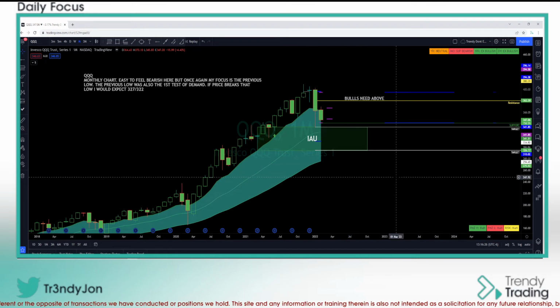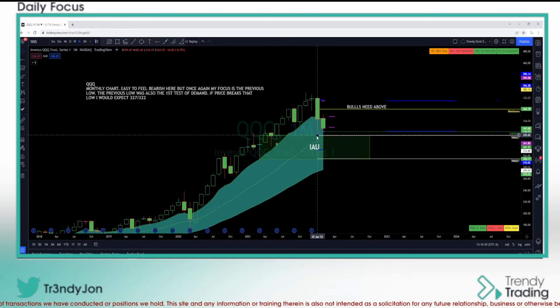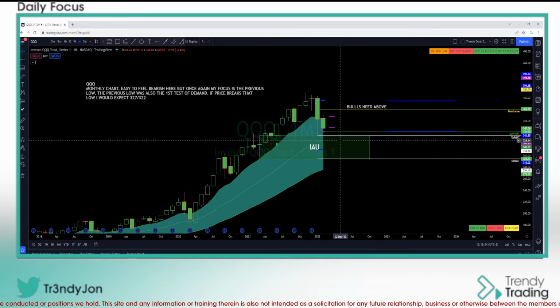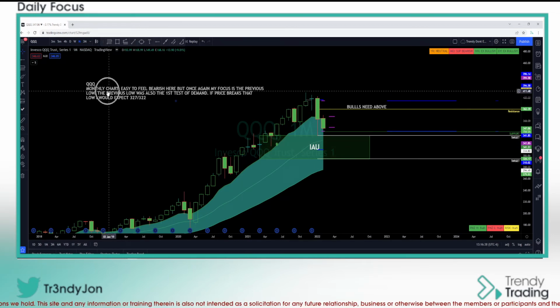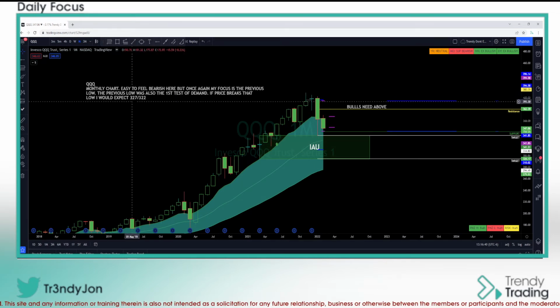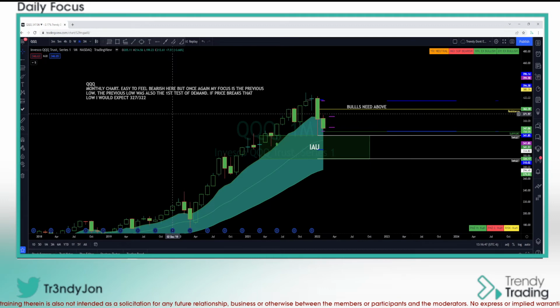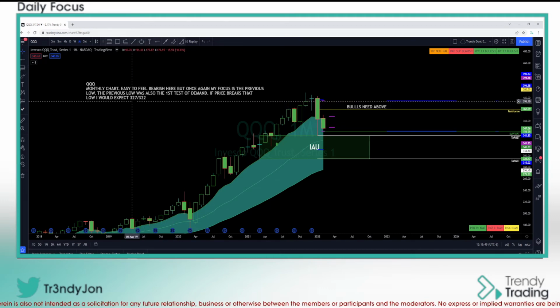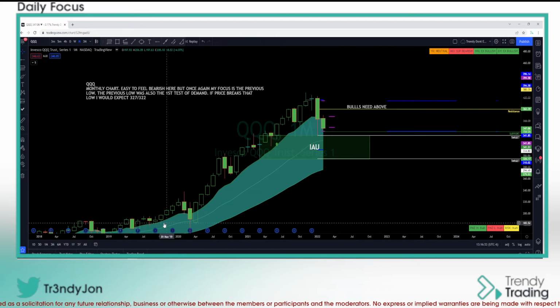So nothing's changed here. It looks like everything else that I just showed you on the weekly. We have a low. The question is whether or not we take out that low. If we do take out that low, I'll be looking for the 13 EMA at around 325. Notice here on my notes, monthly chart, easy to feel bearish here, but once again, my focus is the previous low. The previous low, also the first test of demand. If price breaks that low, I would expect 327 by 322. Let's go ahead and move on.